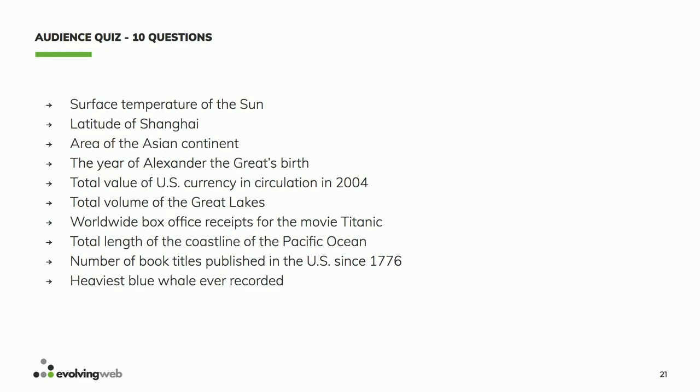30,000 and $50,000. Okay. Table nine is the number of book titles published in the U.S. since 1776. Okay, let's say 100 million. 100 million? Okay. Minimum up to $1 billion. Okay. And then the heaviest blue whale ever recorded, table 10.